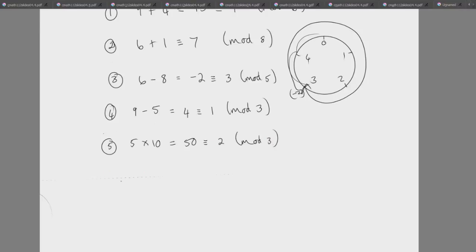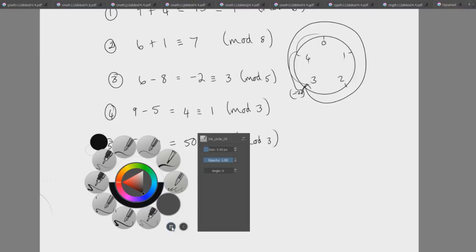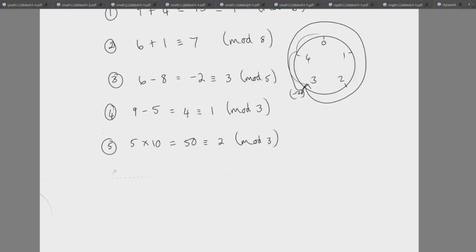And one more. What's this line doing here? It's bothering me. Let's get rid of it. I see you, line.